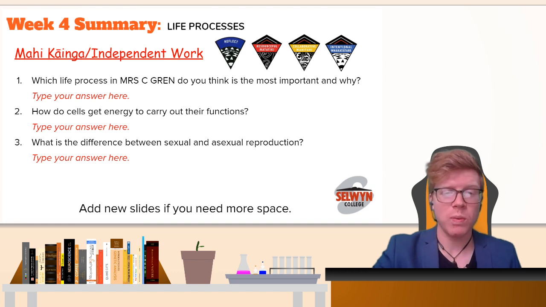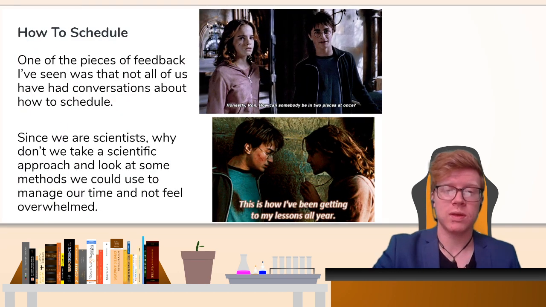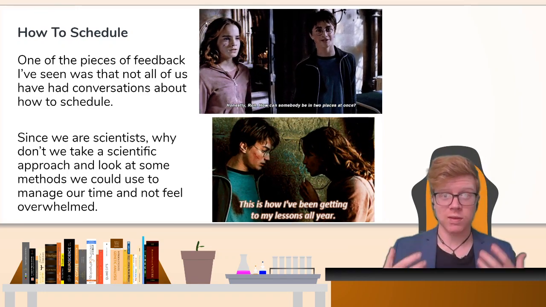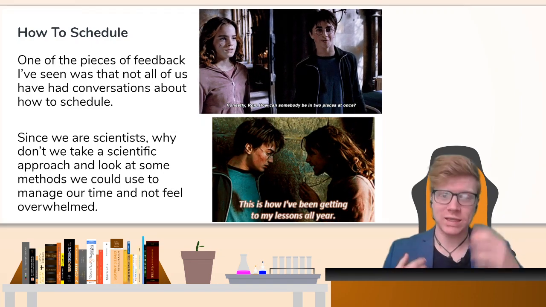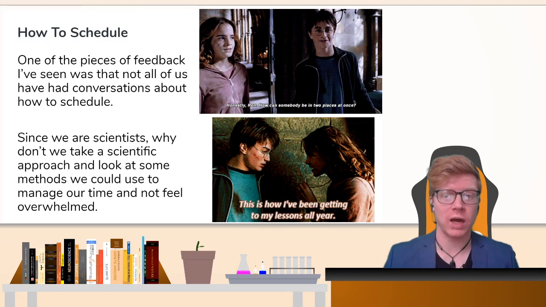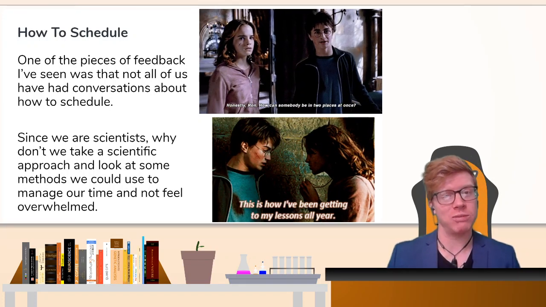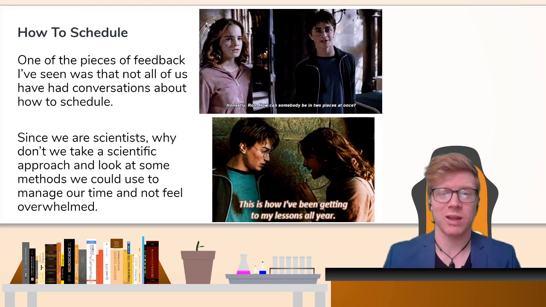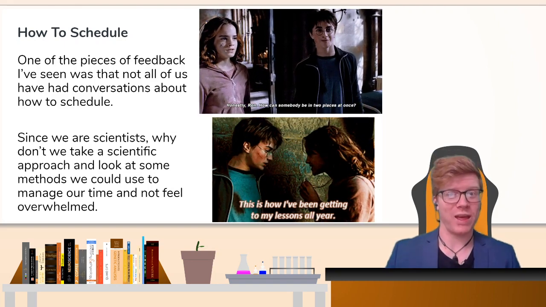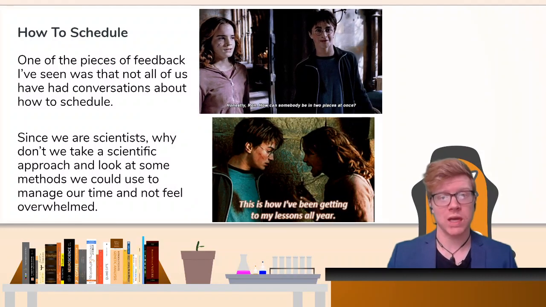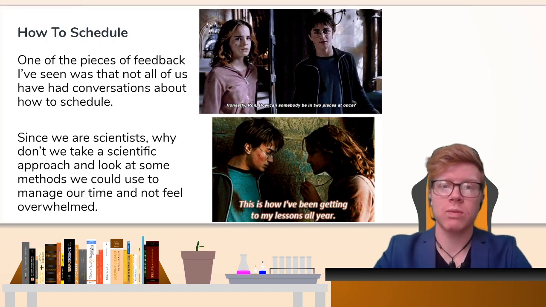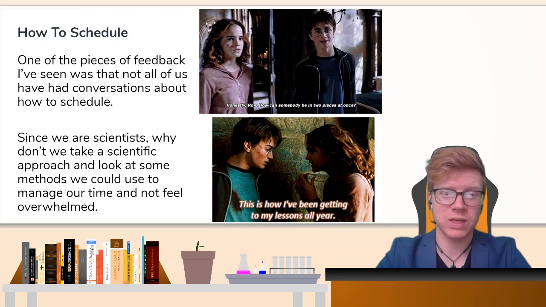Okay. What we're going to move on to, just while people are writing in questions if they have them, is how to schedule. One of the pieces of feedback that I've seen in our weekly reflections is that not all of us have had conversations about how to schedule. And as scientists, I think it's important that we take a bit of an approach. You are not Hermione Granger. You don't have a little time turner that you can use to have as much time as you want. Unfortunately, you need to prioritize your time. And I think it's important that we have a conversation about what that can involve and some strategies for you to take away and use at your leisure. In particular, to make sure that we're not feeling too overwhelmed in what is a very difficult and challenging time.